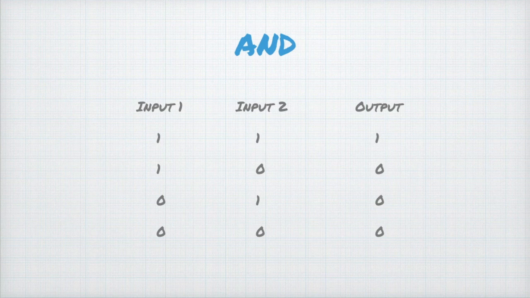Let's say I told you that I have two Boolean values, and one of them was false. Take a second and try and figure out the output of the AND operation on these two Boolean values.